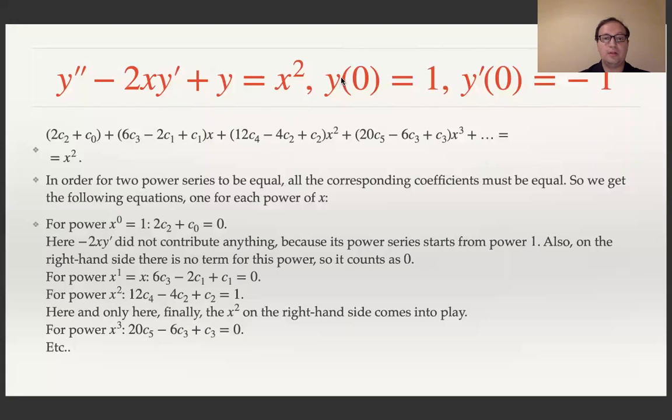Then let's look at the power x squared. On the left-hand side, we have 12c4 minus 4c2 plus c2. This is the coefficient of x squared. And on the right-hand side, this is the only time when we have a non-zero coefficient. So the coefficient of x squared on the right-hand side is 1, because the right-hand side is equal to x squared. So we get 12c4 minus 4c2 plus c2 is equal to 1. This is the only time when the x squared on the right-hand side contributes.